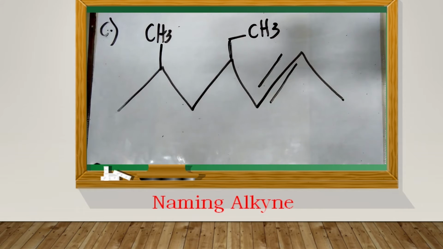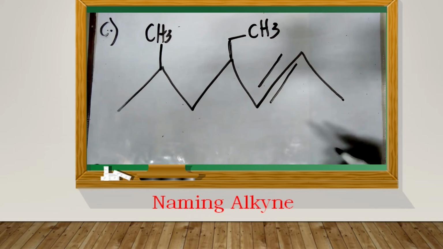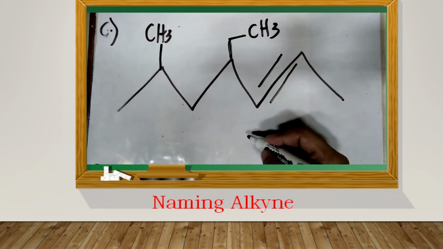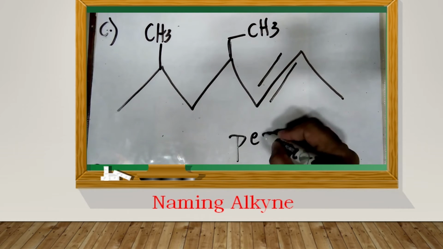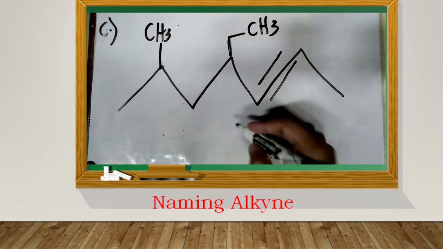Okay, how about using this skeletal structure? Again, let us look for the parent chain, or the longest chain: 1, 2, 3, 4, 5, 6, 7. Still, the longest chain contains 7 carbon atoms, so that is hept, sorry. So we have hept.